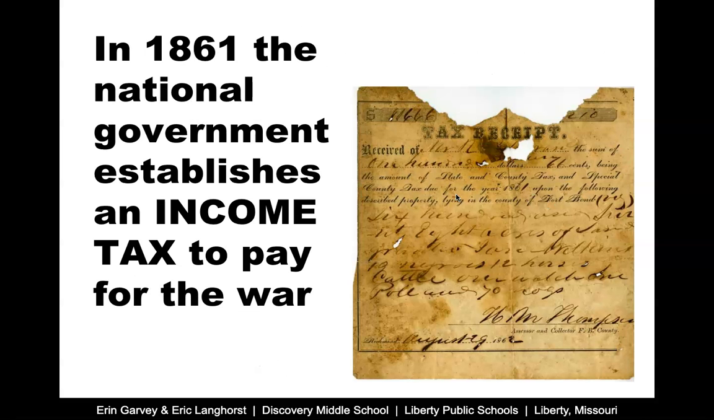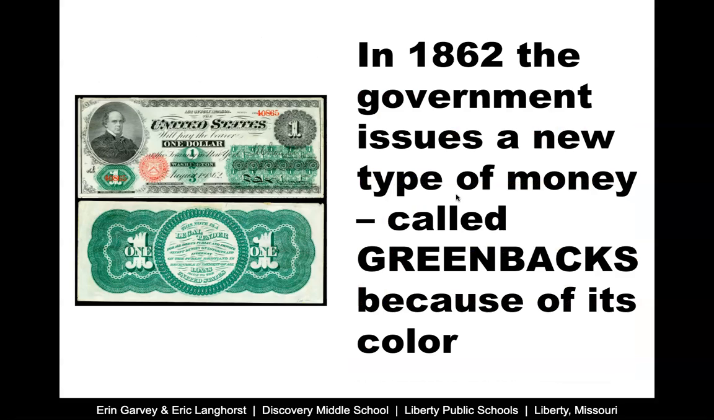In 1861, the national government establishes the income tax, federal income tax. This is one way that they figure that they can begin to pay for the war. We obviously still have the income tax today. Many states, including Missouri, also have the income tax. We talked about that during our Constitution unit a little bit. But this was actually why they created the income tax, was to be able to help pay for the Civil War. In 1862, the government also begins to issue a new type of money.